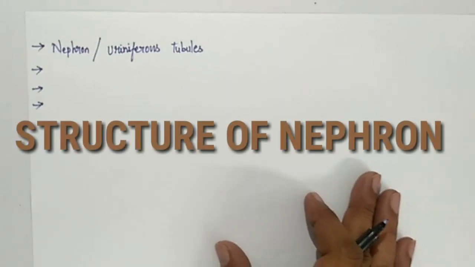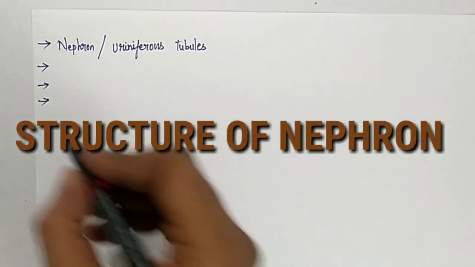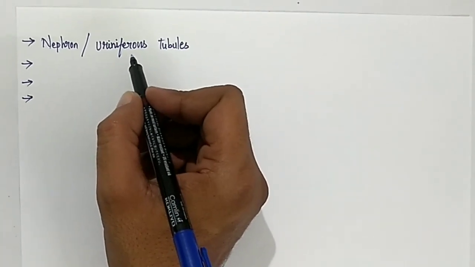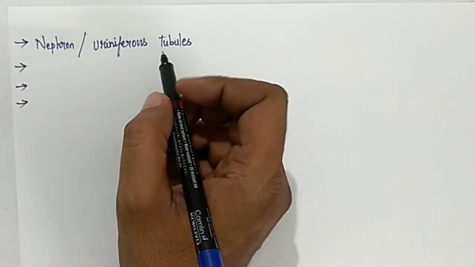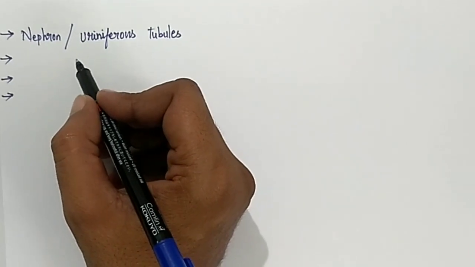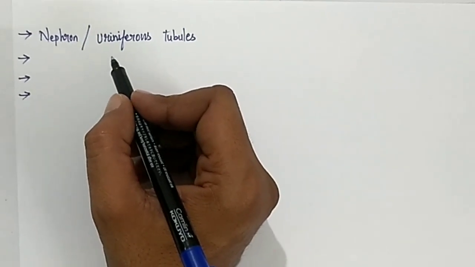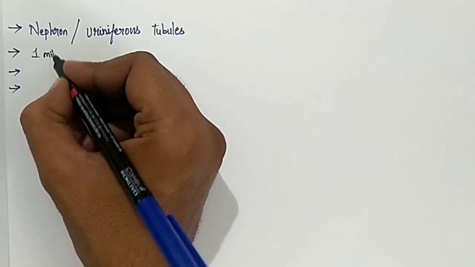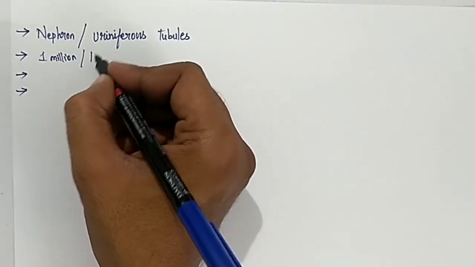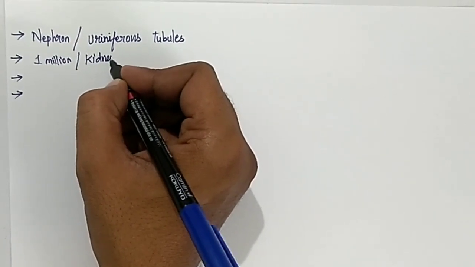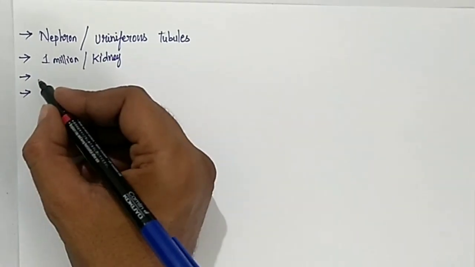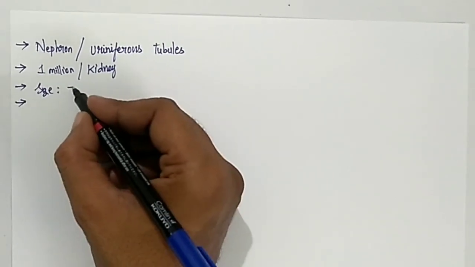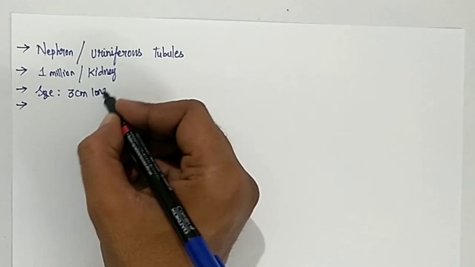In this video, I am going to explain about the structure of the nephron. Nephron and collecting tube together are called the uriniferous tubule because these are tubular structures. Nephrons are also called the structural and functional unit of a kidney. Nearly 1 million nephrons are present per kidney. The size of a nephron is nearly 3 centimeters long.